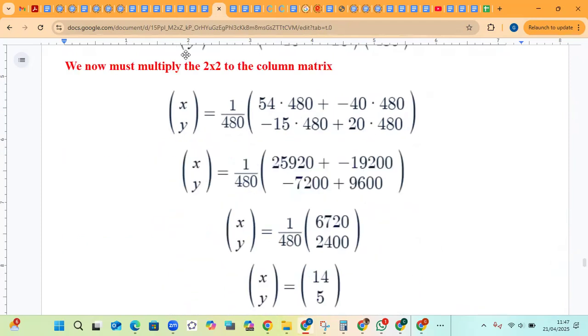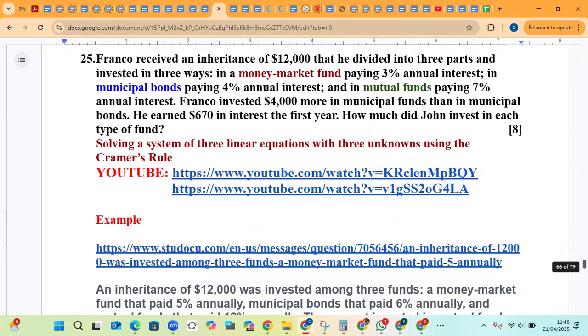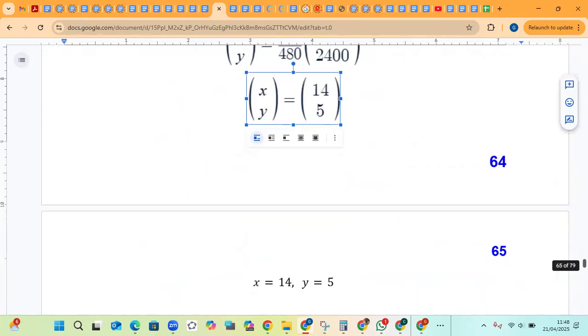We must now multiply the 2 by 2 by the column matrix. Here it is done. It is simplified. And the 1 over 480, we simply multiply it after. That's 1 over the determinant. And here we are left with x is equal to 14 and y is equal to 15. Okay. Here we have it there.